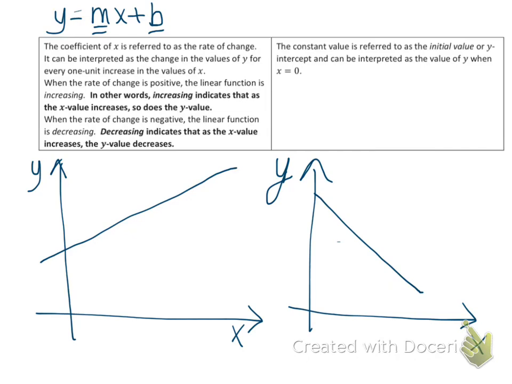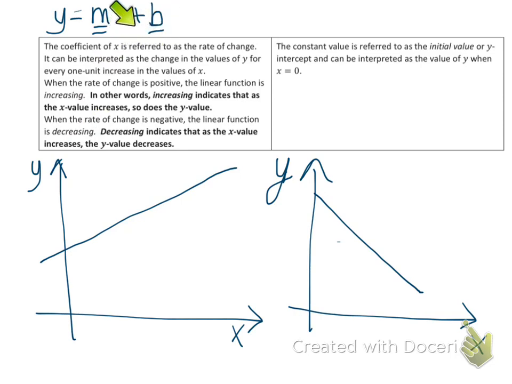The constant value is referred to as the initial value, or y-intercept, and can be interpreted as the value of y when x is 0. So what they're talking about here is b. So that initial value there, that's the constant in our linear function.